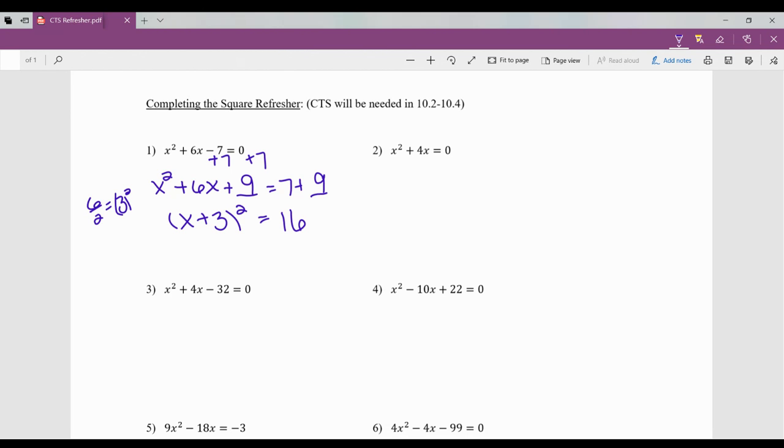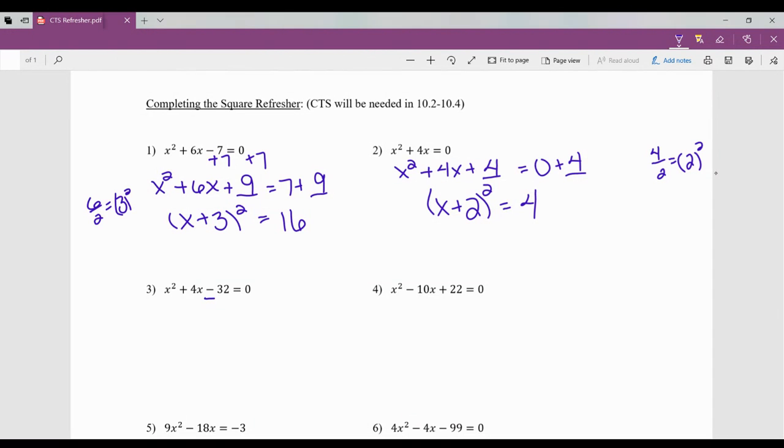All right, for the next one, there's no constant to bring over, so it's x squared plus 4x plus blank equals 0 plus blank. So we're going to take that middle term 4 divided by 2, and then we square that, so it's 4. So we add 4 to this side, we add 4 to that side. So it's going to be x plus 2 squared equals 4. And we've completed the square.